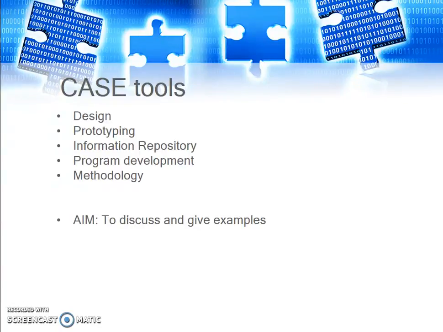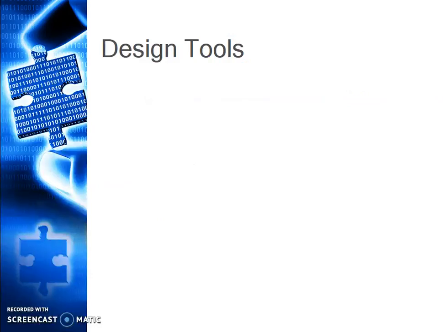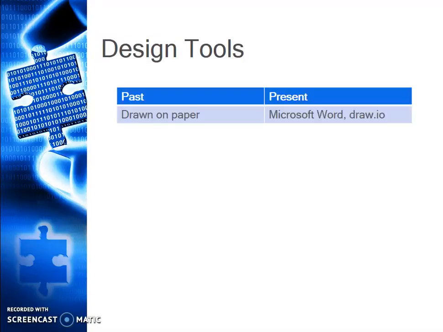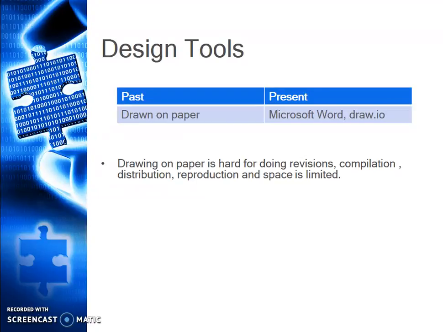Our aim is to discuss and give examples of different tools for different parts of software development. Let's start from the design tools. In the past, developers used to draw their designs on paper, but now we can use Microsoft Word and Draw.io. Drawing on paper is hard for doing revisions, compilation, distribution, reproduction, and the space is limited. An example of this is drawing a huge design on a short sheet of bond paper.